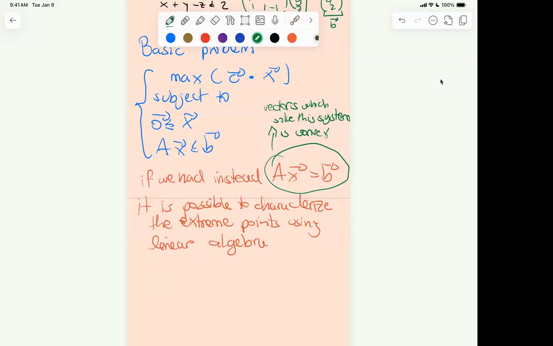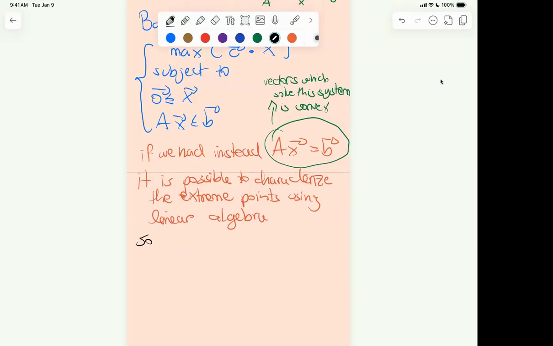So before getting into this characterization, there is a way to convert inequalities into equalities. Of course, there is a price you have to pay for doing that, which is that you add extra variables. The price for working with equalities is to have extra variables around.